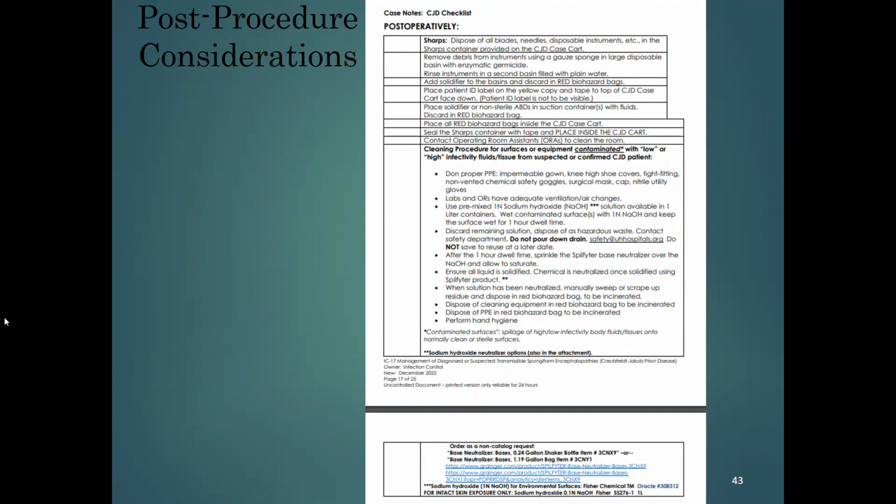This is the postoperative section of the checklist from IC-17. It outlines the disposal of waste and cleaning of the OR and the equipment. Please take a moment to review this and review more thoroughly through the link and policy.